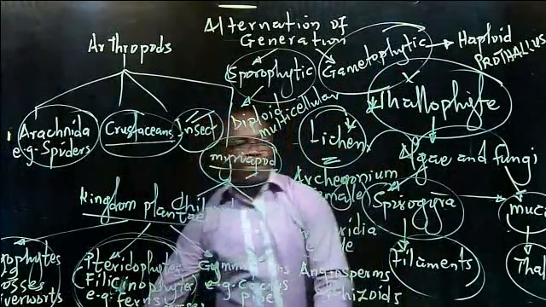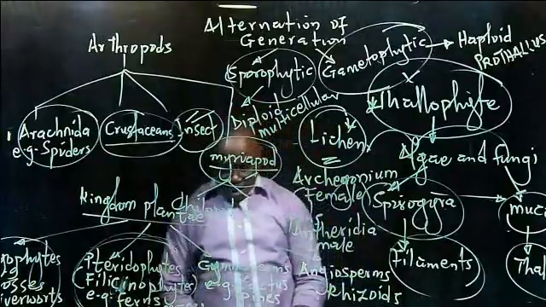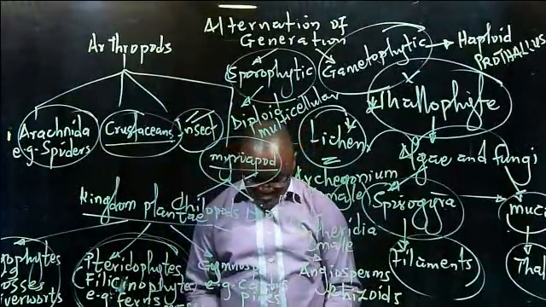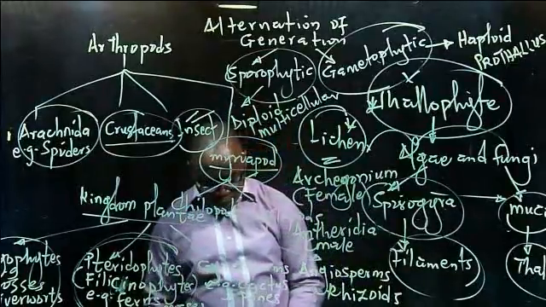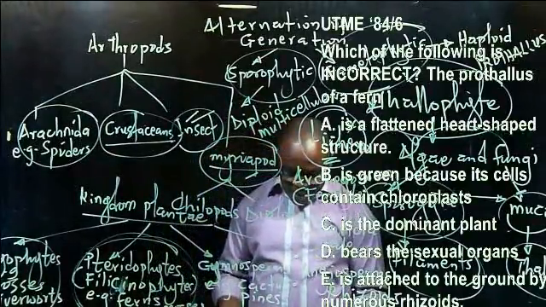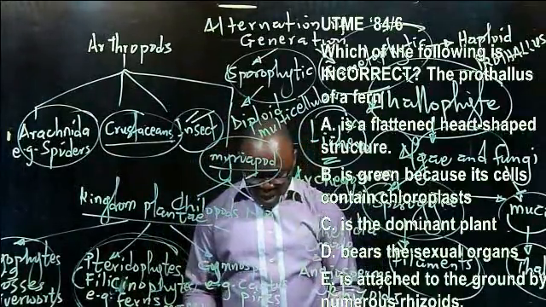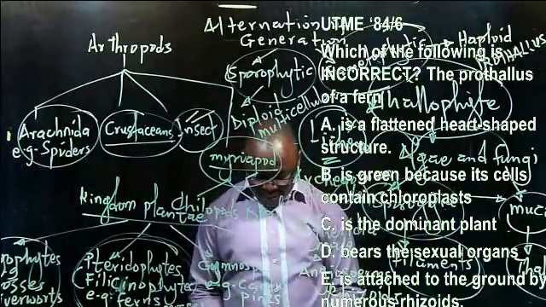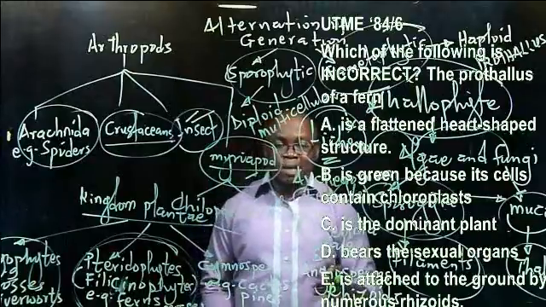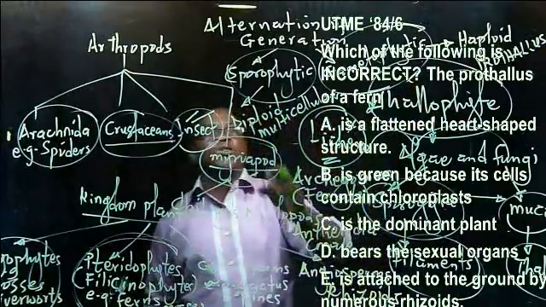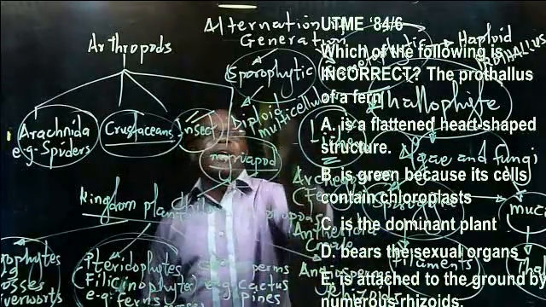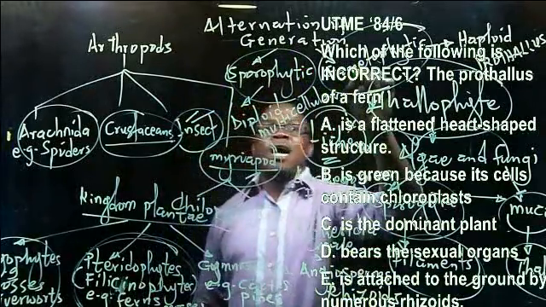So basically now, with what we've discussed so far, we can easily profile an answer to that question. I will read the question one more time and we'll go straight to the answer. It reads, which of the following is incorrect about the prothallus of a fern? Of course, our answer here from what we've discussed is option C, is the dominant phase. That is incorrect, because the dominant phase in the life cycle of a fern is the sporophytic stage, and not the gametophytic stage.